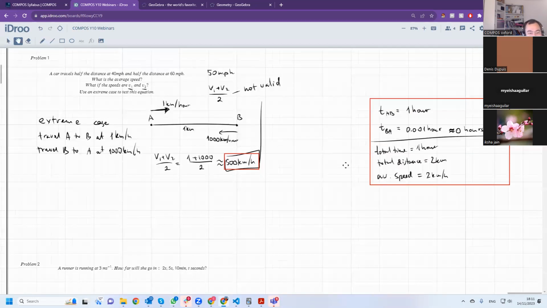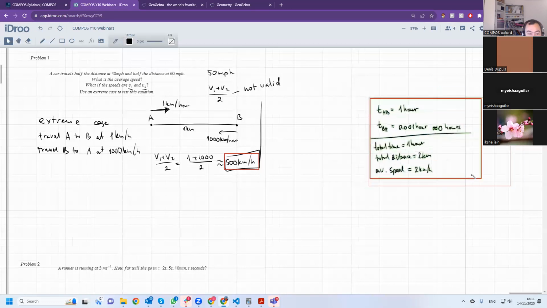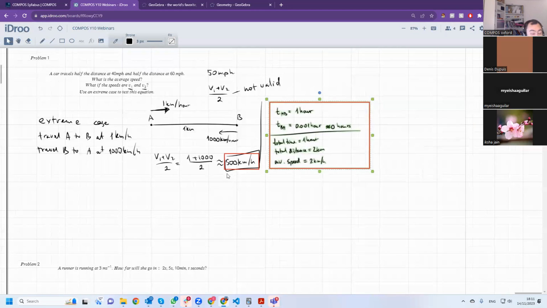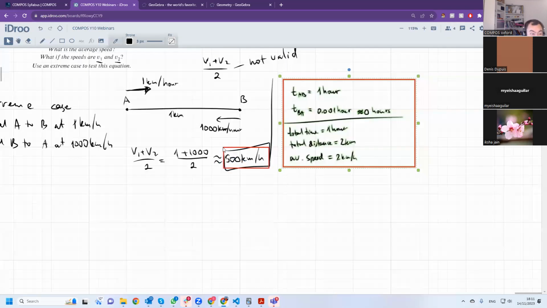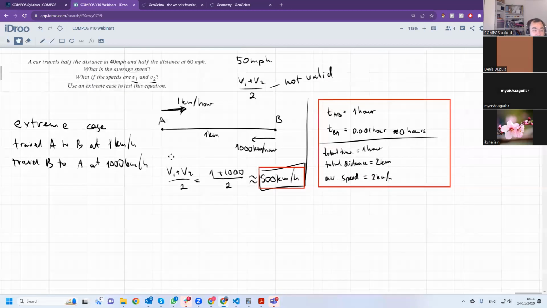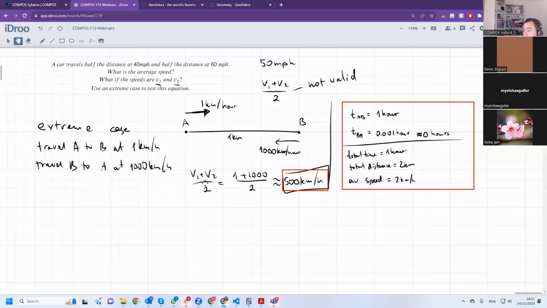Okay. Now, I calculated the average speed, and the average speed turned out to be 2 kilometers an hour, so very far from the 500 kilometers an hour, which was predicted initially. So the formula doesn't work. The V1 plus V2 divided by 2 formula does not work.